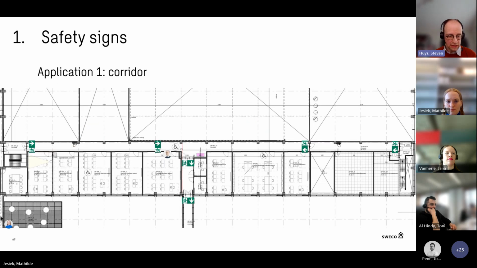So here, this one is added because it's further away. If you are here, you do not have a good look at this sign.